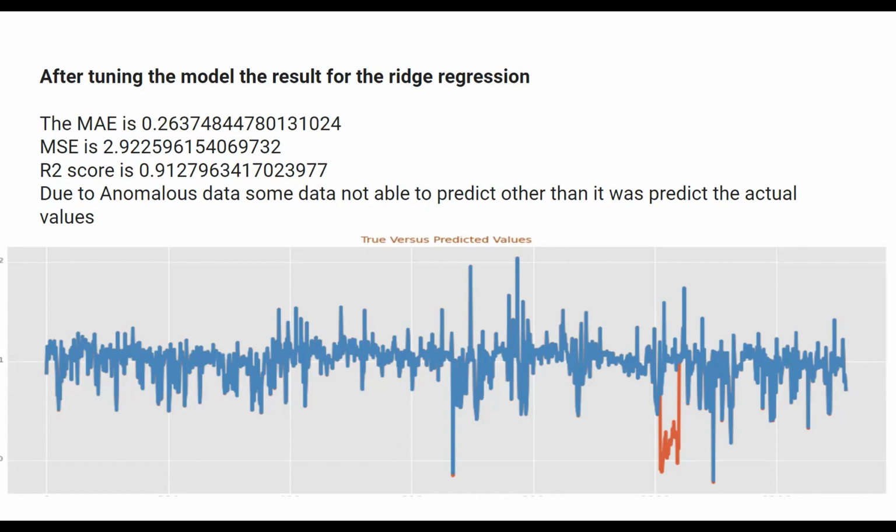This is the actual values and predicted values. Actual values are very low because we implemented this on anomalous data to predict, so the predicted values are a little bit more than the actual values.